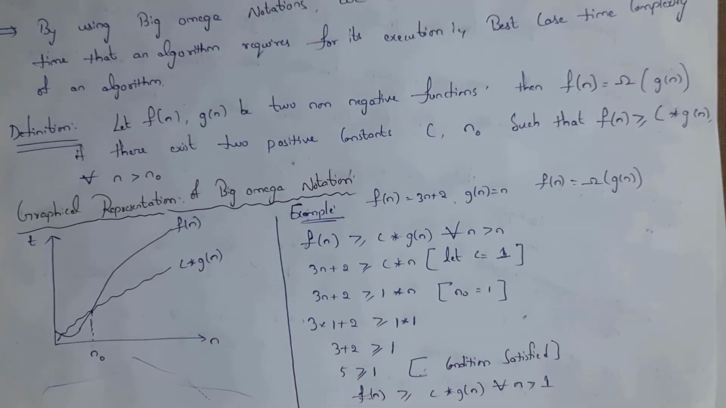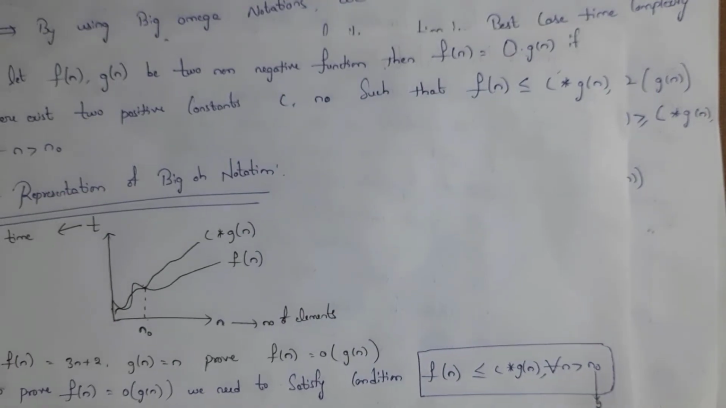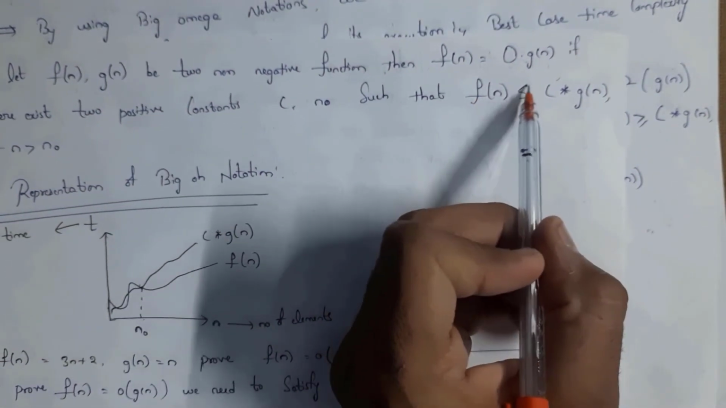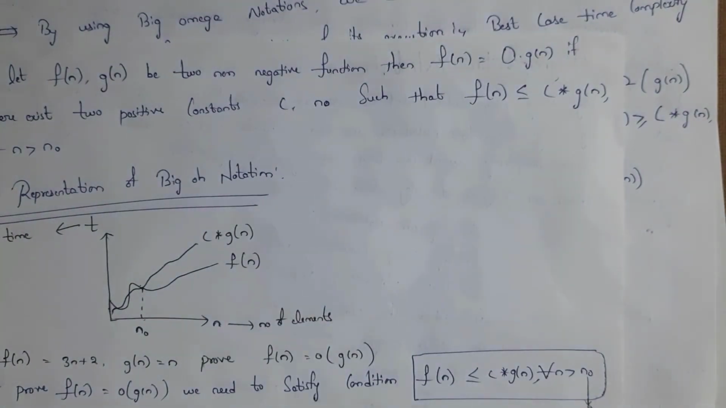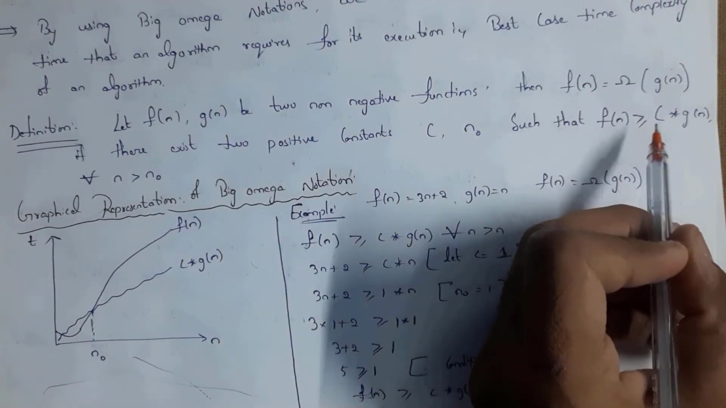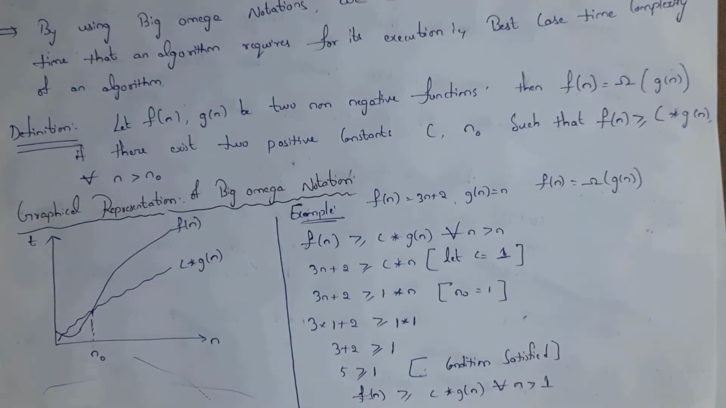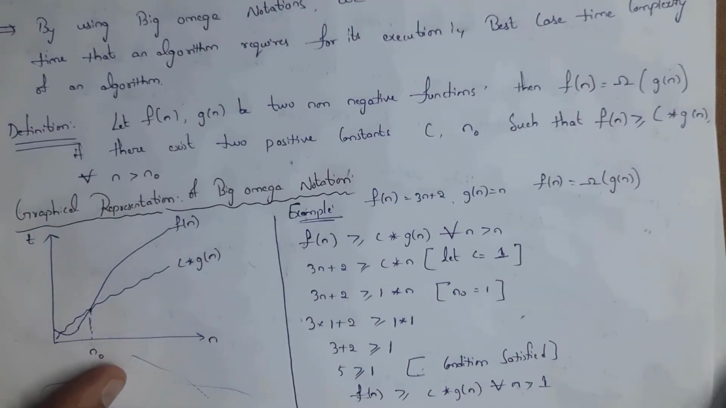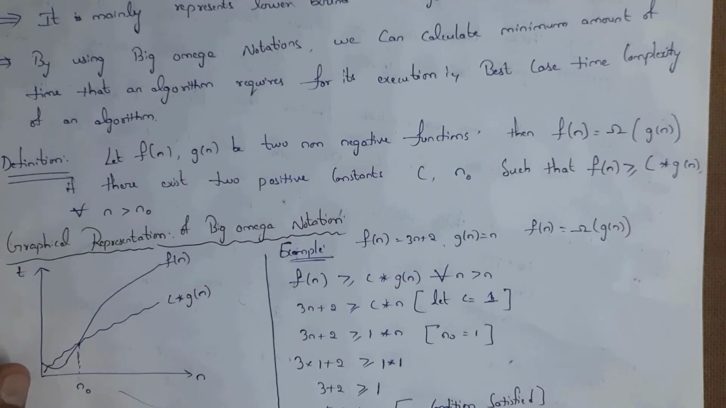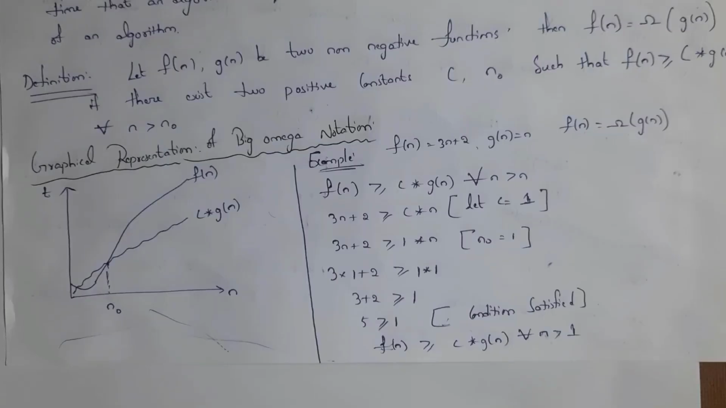This definition is the same as big O notation, the only difference is that here in place of O we used omega, and in place of less than or equal to we used greater than or equal to. Only these two differences. Here f of n is greater than or equal to c into g of n because we are calculating best case time complexity, because big omega notation is used to calculate best case time complexity. So f of n is greater than or equal to c into g of n for every n greater than n naught. This is the graphical representation of big omega notation.